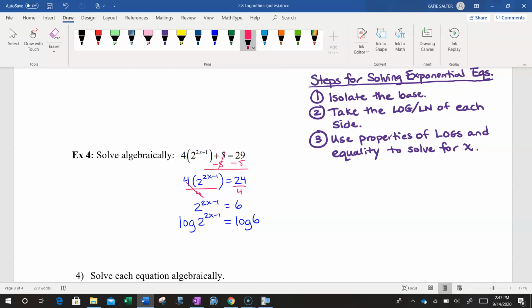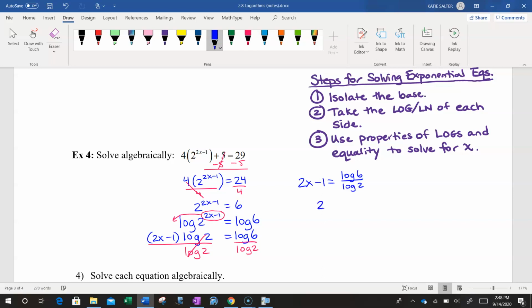Once we take the log of each side, that's what allows us to take that exponent in the air down to the ground so that we can finally solve for x. So that gives us 2x minus 1 times the log of 2 is equal to the log of 6. Now that we've got it down to the ground, we're going to divide each side by the log of 2. So that then leaves us with 2x minus 1 equals the log of 6 divided by the log of 2.